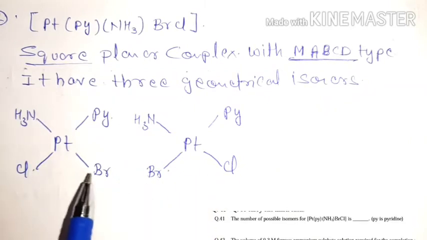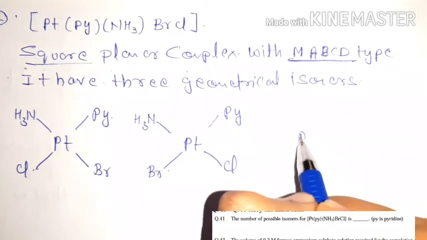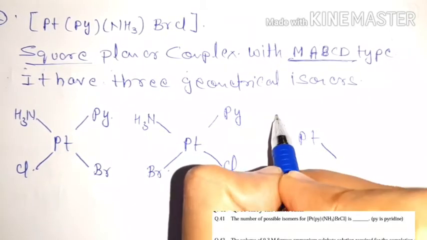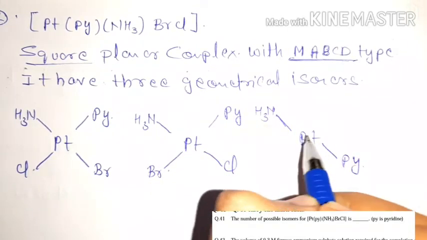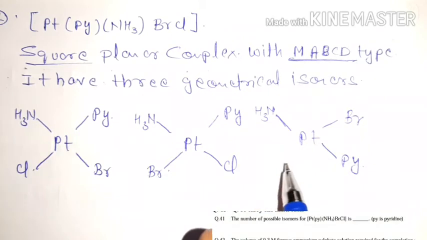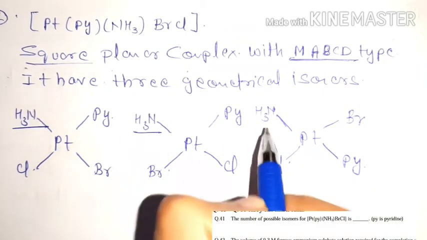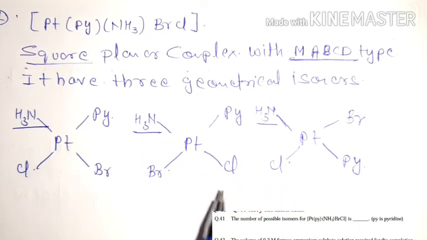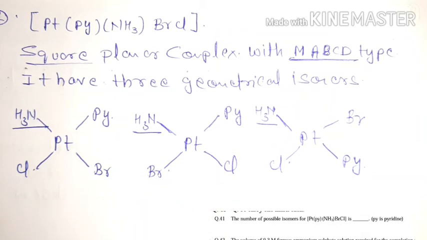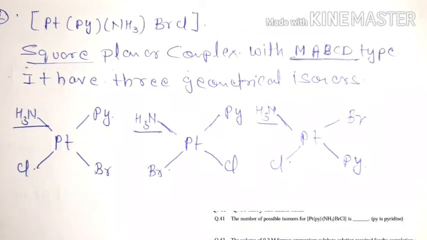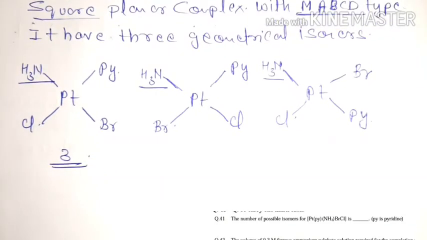Now what is left? Our pyridine. So in the third isomer, NH3 and pyridine are trans to each other. Here what we do, we fix the position of NH3, and after that we can change the relative position of the other ligands. So these three geometrical isomers are present in this given compound. So your answer will be 3. You can put the value for this question. So the answer will be 3.